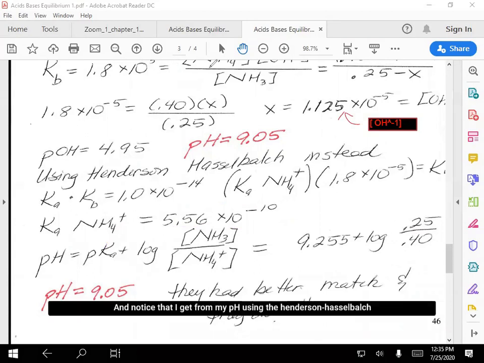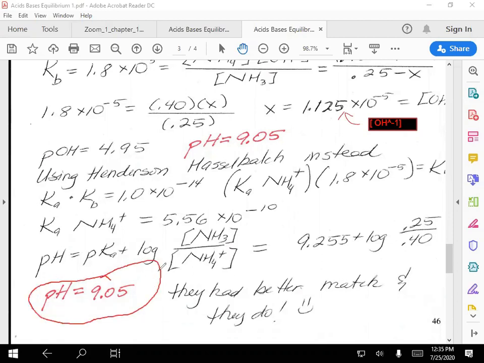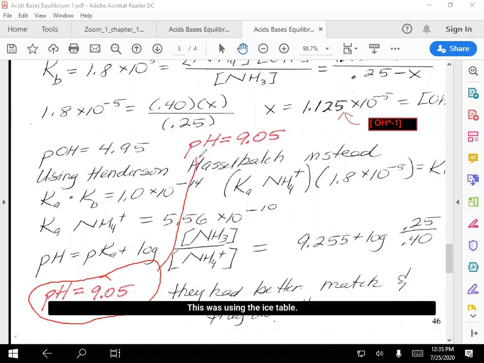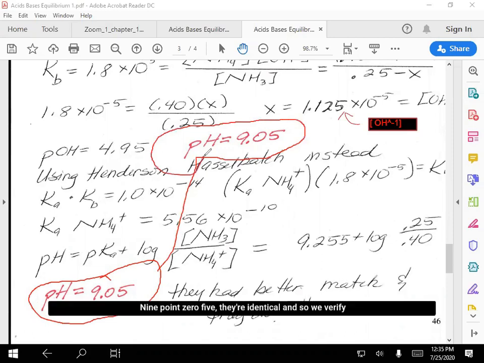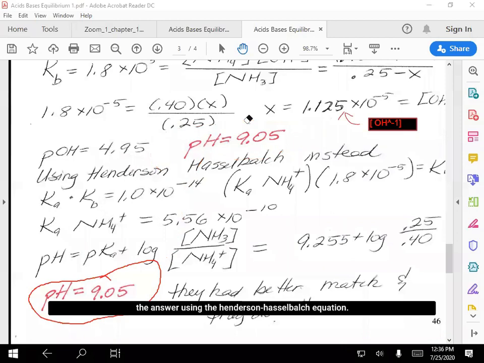And notice that I get from my pH using the Henderson-Hasselbalch equation 9.05. So this was using the Henderson-Hasselbalch equation, 9.05. This was using the ICE table, 9.05. They're identical. And so we verified the answer using the Henderson-Hasselbalch equation.